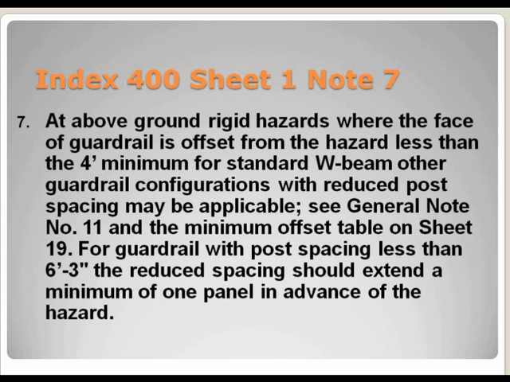At above ground rigid hazards, where the face of guardrail is offset from the hazard less than the 4 foot minimum for standard W-beam, other guardrail configurations with reduced post spacing may be applicable. See General Note number 11 and the minimum offset table on Sheet 19. The change that I talked about is the table on Sheet 19. For guardrail with post spacing less than 6'3", the reduced spacing should extend a minimum of 1 panel in advance of the hazard.